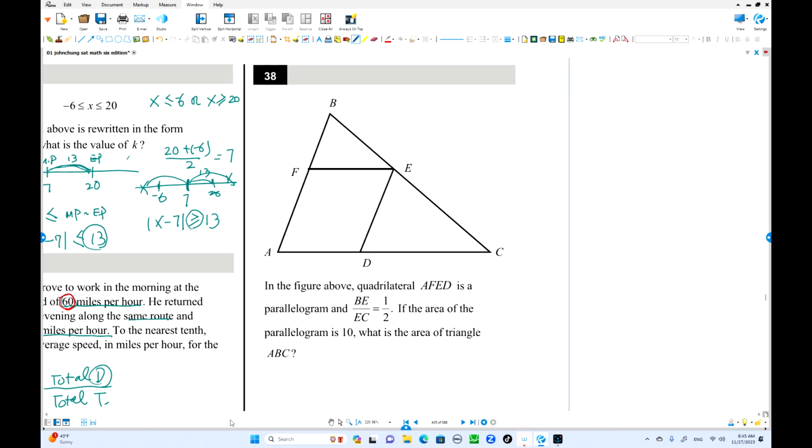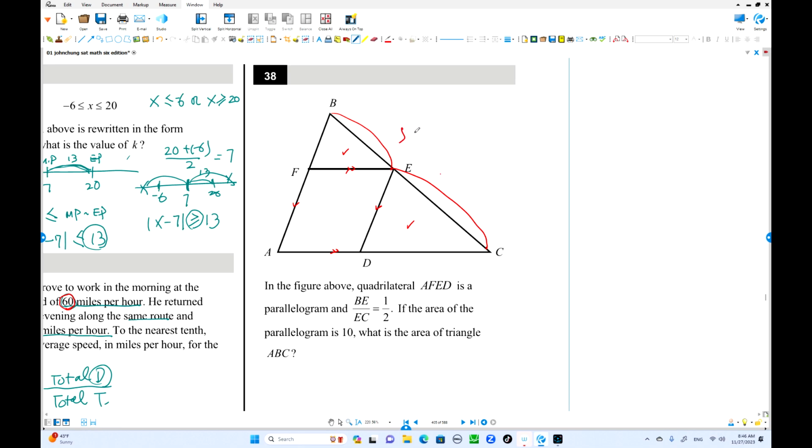Here is number 38, the last question. So we have a quadrilateral, okay? This is a parallelogram. A parallelogram is where two sides are parallel and the other two sides are parallel, or opposite sides are congruent. BE equals EC, 1 to 2. As you can see, the right triangles BFE, EDC, and ABC are similar, right? Okay, they are similar.